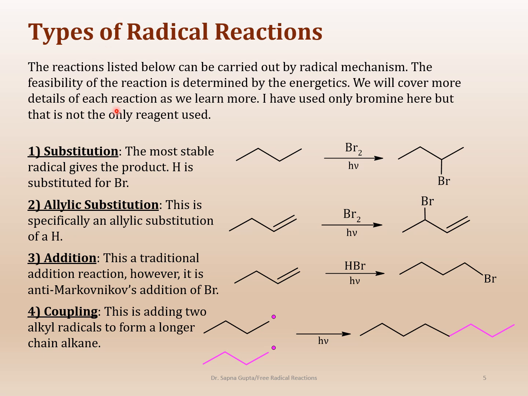So what kind of reactions can you do with radical reactions? Well, a lot. Here are just a few of them, the most common ones. Here I'm just taking bromine as an example, but you can have other reagents also. A lot of these reactions are determined by energetics, which means what bonds can break, and that's why you can't do all reactions with radical reactions, but there are some that radical reactions are really good for.